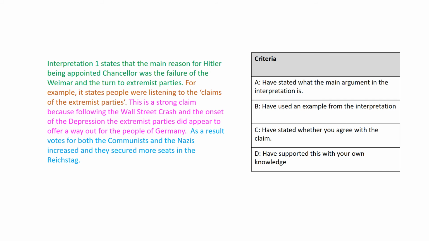Now I've got to say whether I agree with this claim. I already know, don't I, that obviously the communists and the Nazis are both doing quite well after the Wall Street crash, so I think that's a relatively strong claim. So I've said this is a strong claim because following the Wall Street crash and the onset of the Depression, the extremist parties did appear to offer a way out for the German people. And then I've got to support this with my own knowledge. So I'll say, as a result, votes for both the communists and the Nazis increased, and they secured more seats in the Reichstag. So I use my own knowledge to support that. So I've done those things, and I'm feeling pretty confident about the start of my first paragraph.